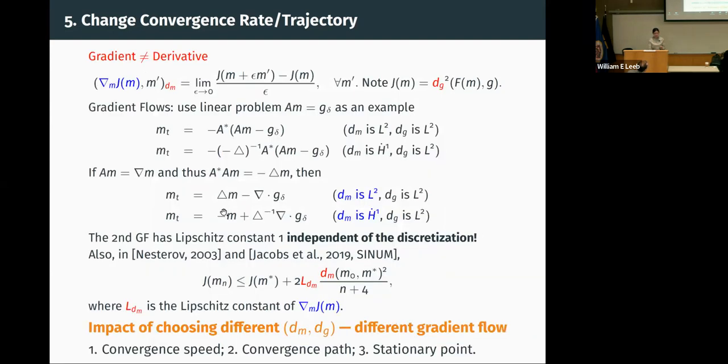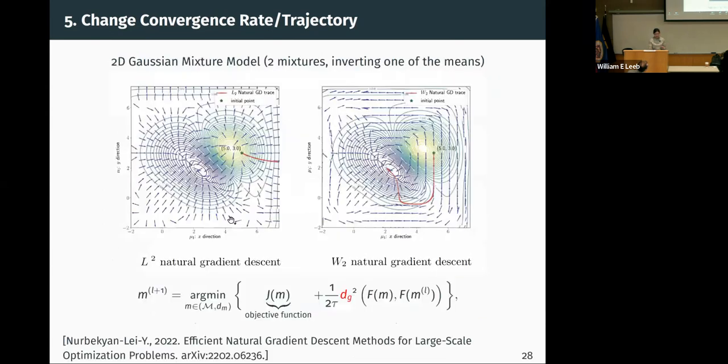An extreme case will be here, right? You get Lipschitz constant 1, and you converge really fast. And this is a qualitative difference, in the sense that they actually converge to different stationary points. So this is a natural gradient example.